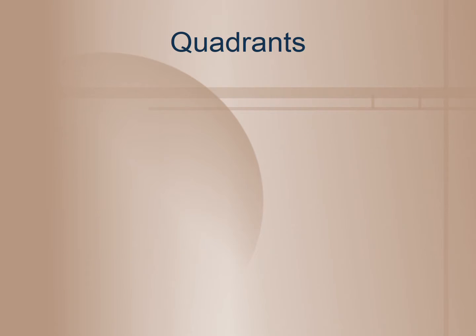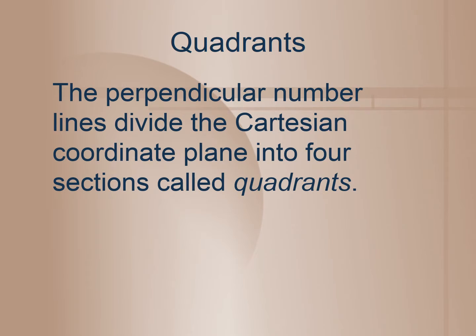You also have these things called quadrants. Quadrants are what you get when you take the coordinate plane and divide it into fourths, right? Because quad means 4. The quadrants are the sections that are divided, so there are 4 of them. You start at the top right, that's quadrant 1, and then you go counterclockwise. So there's quadrant 1, quadrant 2, quadrant 3, and quadrant 4. Notice how we use Roman numerals to indicate those quadrants.